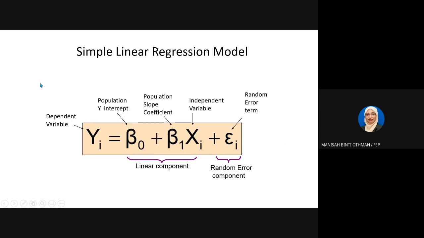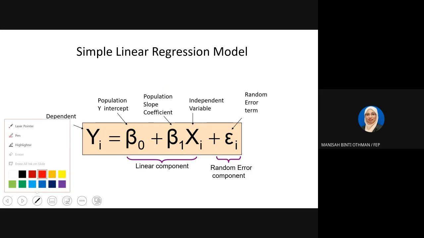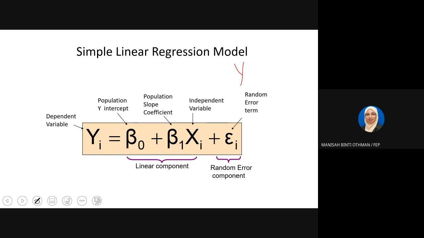This is the equation for simple linear regression. This is the equation for the population regression model. We have y. This is y, the dependent variable, the thing we want to predict. This is equal to y equals mx plus c. I think you already learned this function in secondary school or high school, y equals mx plus c. You know this equation?